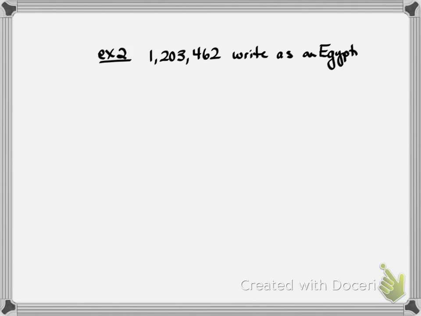And I actually skipped example 2, and I didn't really mean to. So let's back up and get it. It's another Egyptian numeral practice. We have 1,203,462, and we want to write it as an Egyptian numeral. So the symbol for million is the astonished person.